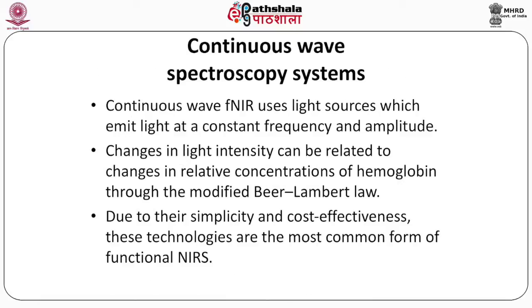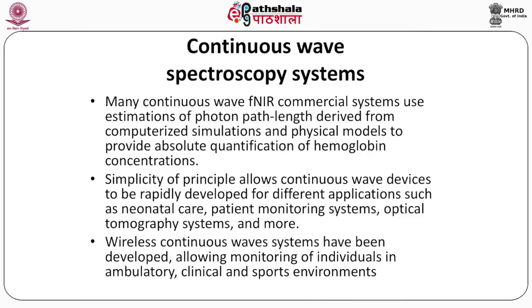Continuous wave fNIRS, the functional near infrared spectroscopy, uses light sources which emit light at a constant frequency and amplitude. So here the characteristic feature is the emitted light, and that will be the continuous wave. Changes in light intensity can be related to changes in relative concentration of hemoglobin through the modified Beer-Lambert law that we have talked about. Due to their simplicity and cost effectiveness, these techniques are the most common form of functional NIRS.